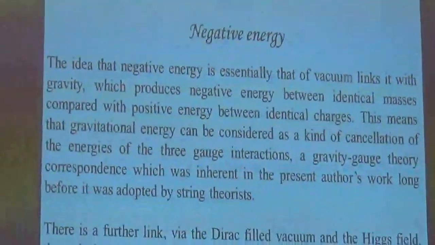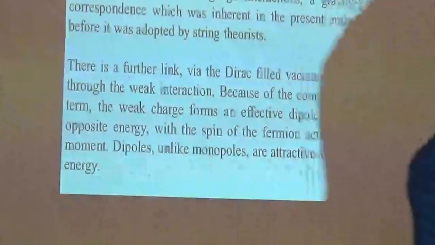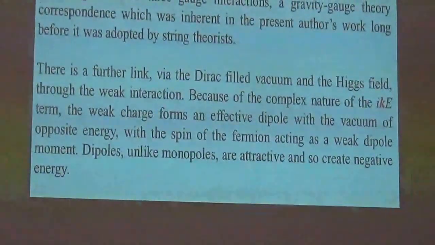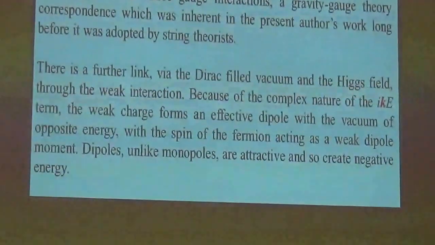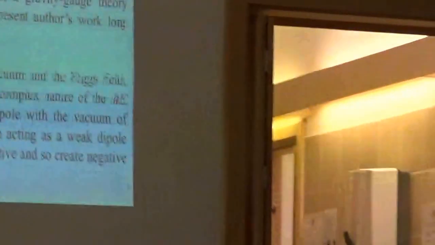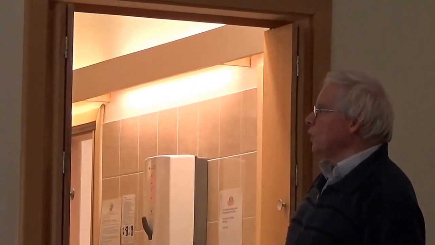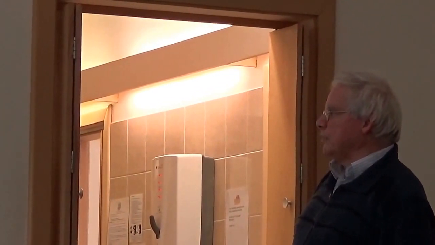There's a further link via the Dirac field vacuum, the Higgs field, through the weak interaction. Now, because of the complex nature of this thing here, I, K, the weak charge effectively is a dipole with the vacuum. And you can carry that through to show how it leads to a harmonic oscillator solution and the properties of the weak interaction. Dipoles, unlike monopoles, are attractive, and so they create negative energy. That's an interesting way of looking at it. And I've always liked this idea.